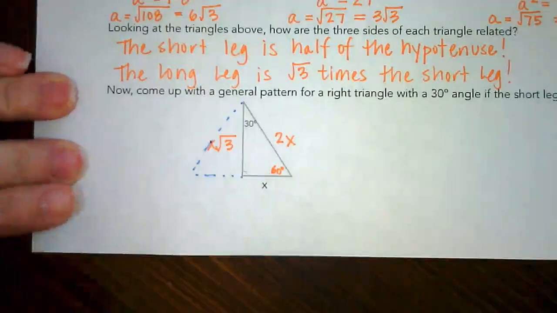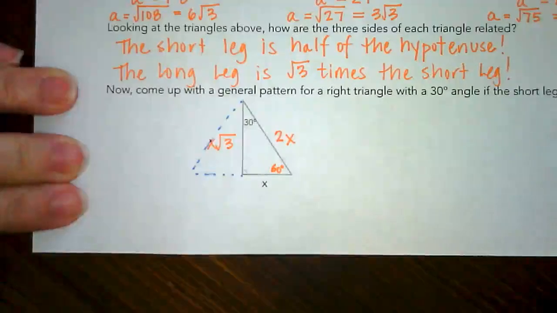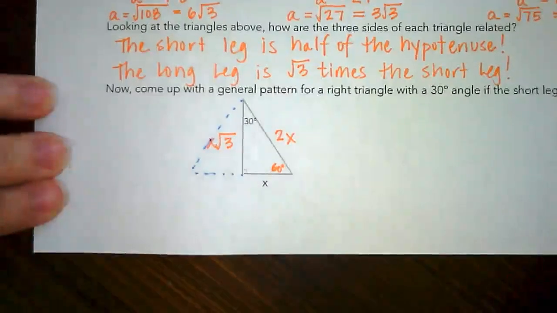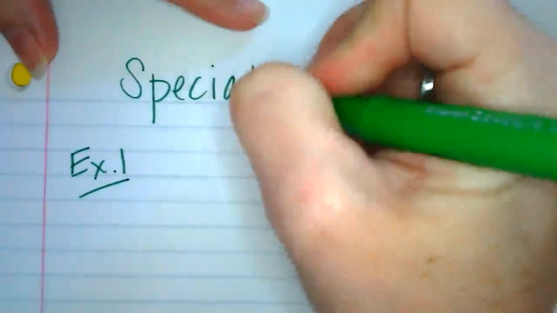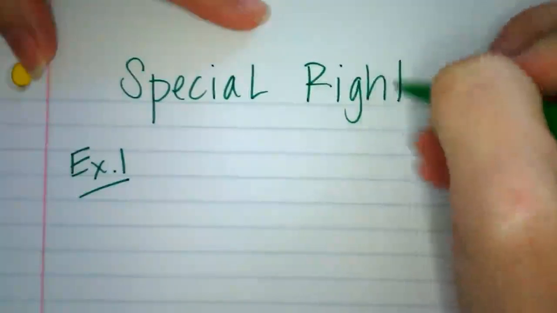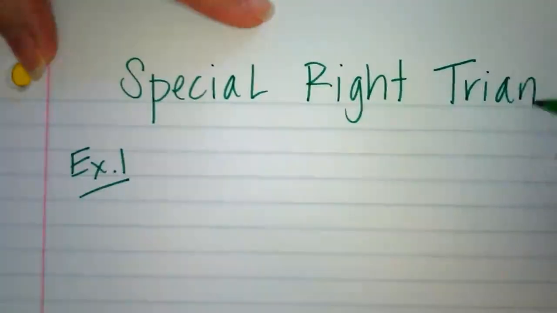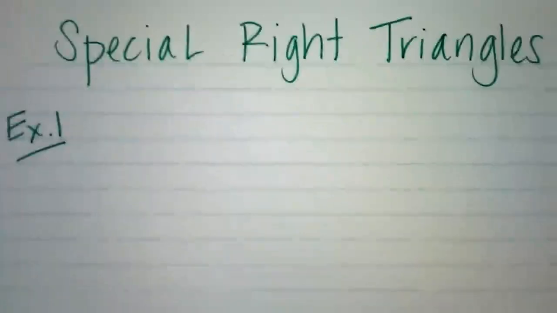Now I want to do some examples of problems that you would have in this section, so I am going to move to notebook paper. These are special right triangles. Just to back up again, there are 2 types of special right triangles. We just went over those 2, so you might want to keep that sheet handy. Now we're going to do some examples of these.